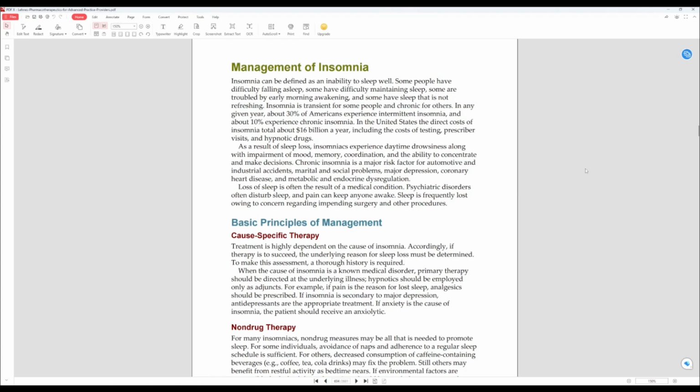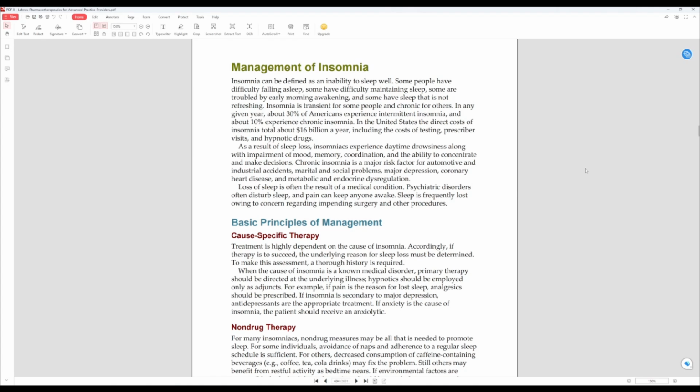In the US, the direct cost of insomnia totals about $16 billion annually, including the cost of testing, prescriber visits, and hypnotic drugs. As a result of sleep loss, insomniacs experience daytime drowsiness along with impairment of mood, memory, coordination, and the ability to concentrate and make decisions. Chronic insomnia is a major risk factor for automotive and industrial accidents, marital and social problems, major depression, coronary heart disease, and metabolic or endocrine dysregulation.